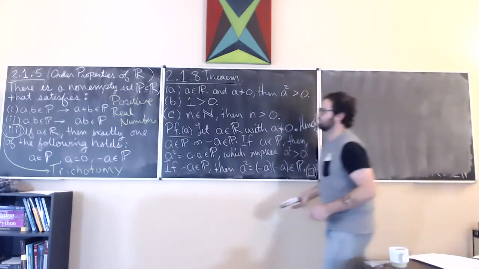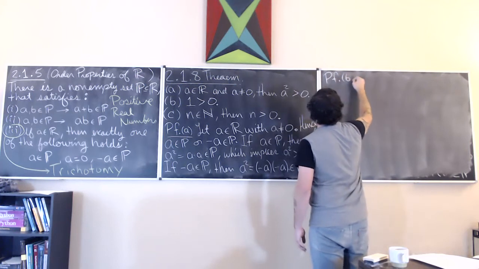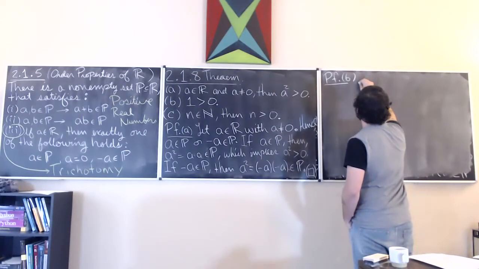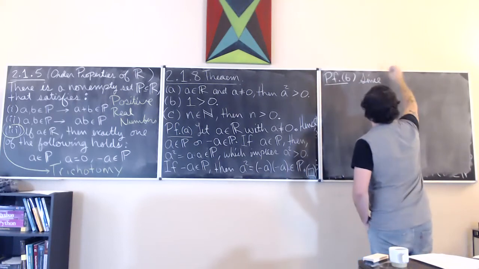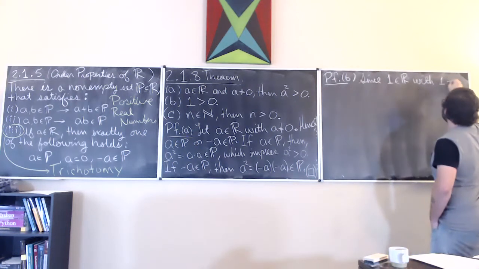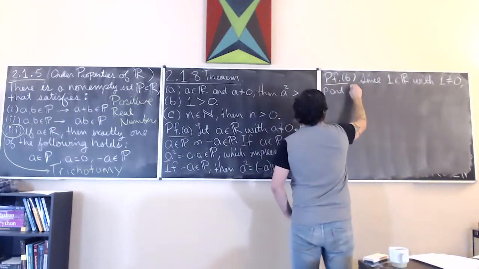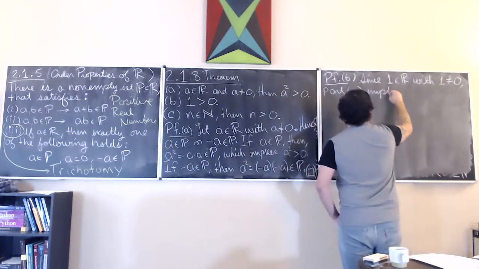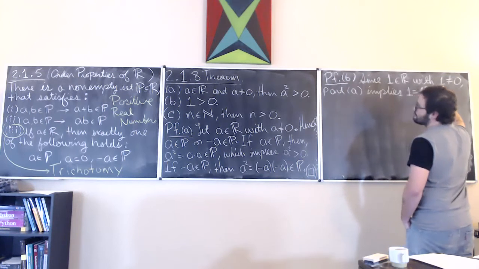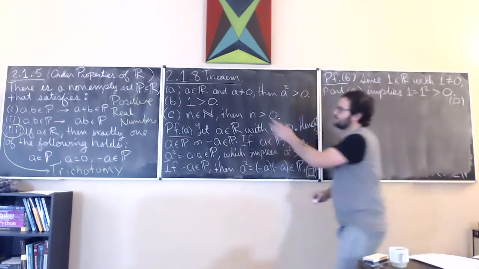So now we need to prove that 1 is greater than 0. Proof of part B. Since 1 is a real number with 1 not equal to 0, part A implies 1 equals 1 squared, which is greater than 0. That's it. So part A implies part B.